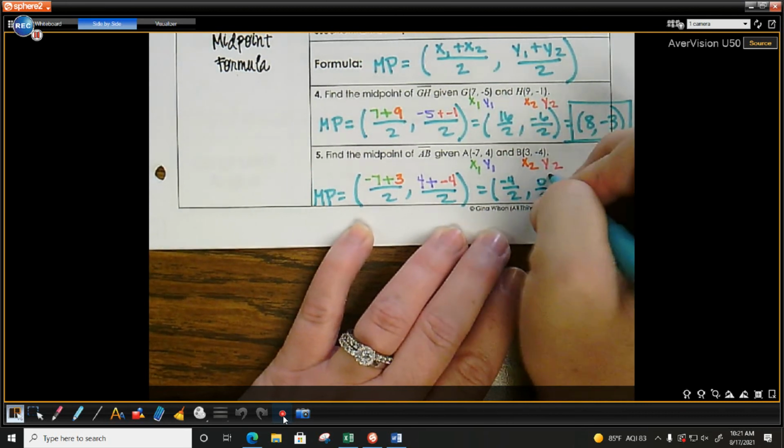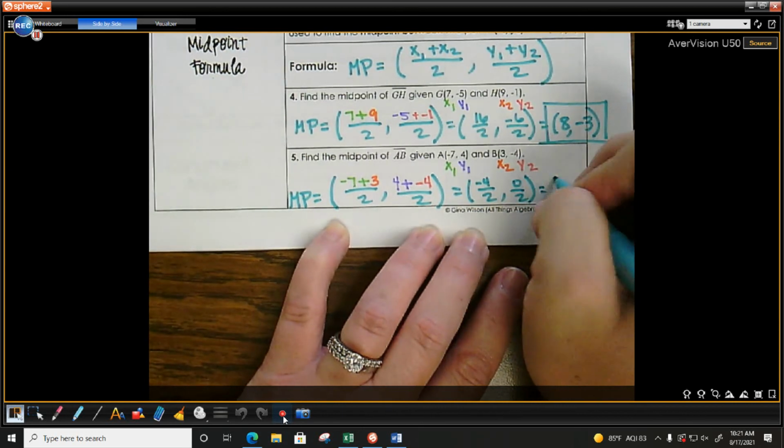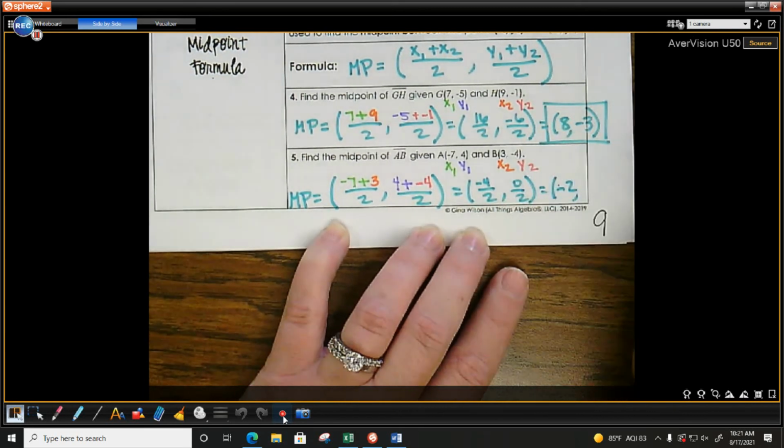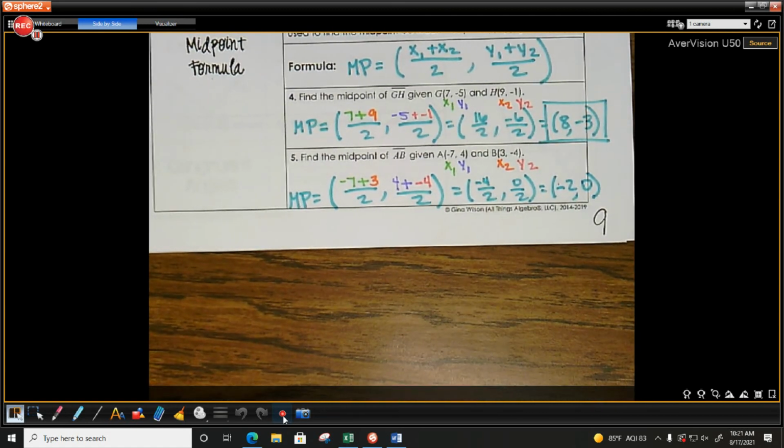Guys, ordered pairs have to have what around them to be considered an ordered pair? Parentheses. Make sure if it's asking for midpoint, it's a point, you use parentheses. Okay? We're not doing this whole back page. We're only going to do 2. Okay?